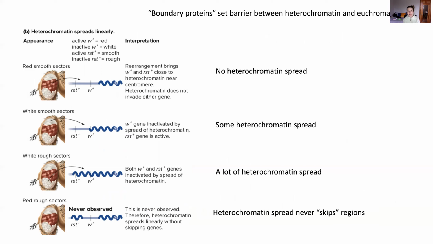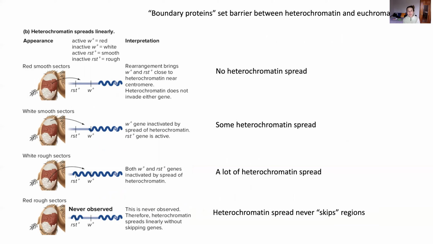In the top, we have a fly with red and smooth sectors. What we see here and what's being diagrammed is that the heterochromatin did not spread at all. So in those red, smooth regions of the eye, the wild type white gene is still being expressed, and the wild type roughest gene is still being expressed in those red smooth regions.